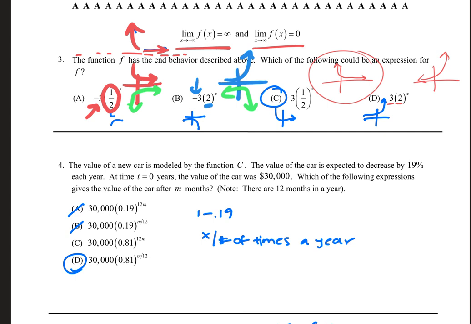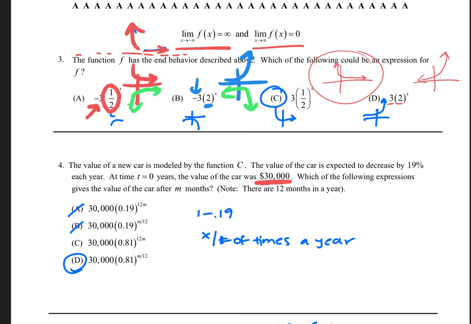All right, number 4 says the value of a new car is modeled by a function C. The value of the car is expected to decrease by 19% each year. At time t equals 0, the value of the car was $30,000. Which of the following expressions gives the value of the car after m months? So first of all, t equals 0 means that's my initial value, right? If any of them started at something other than 30,000, I would know to rule them out. They all started at 30,000.